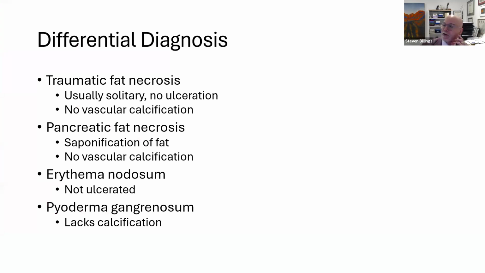So the differential diagnosis for calciphylaxis can include traumatic fat necrosis, but traumatic fat necrosis is usually solitary, whereas calciphylaxis usually is not. And there's no ulceration, and you don't see vascular calcification. Pancreatic fat necrosis, I don't have time to show you pictures of that, but that shows widespread calcification of the fat, and patients usually have documented pancreatitis. Erythema nodosum is not ulcerated, so remember that, and it doesn't have vascular calcification. And pyoderma gangrenosum presents as ulcers, but you don't see calcification of vessels in pyoderma gangrenosum.